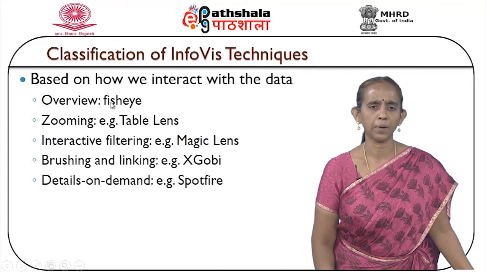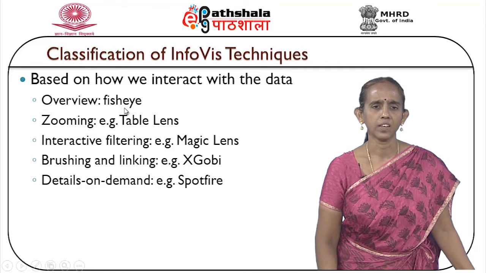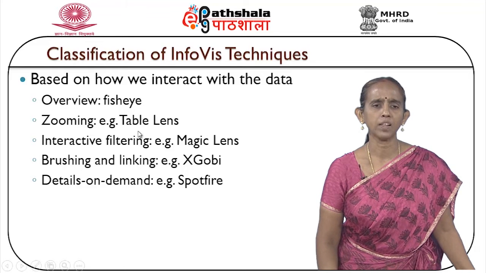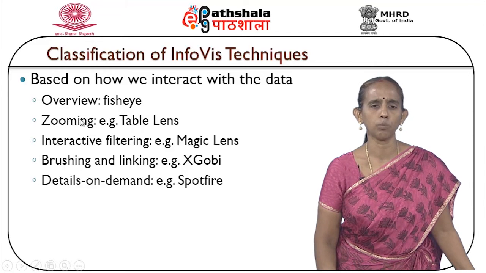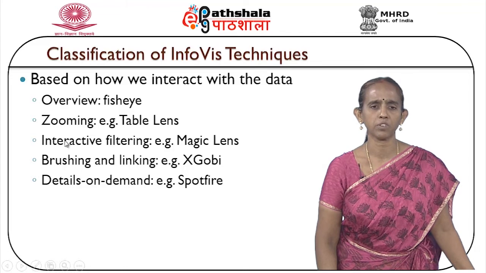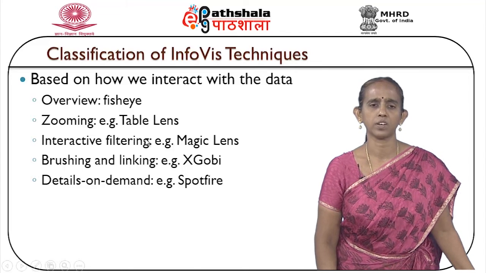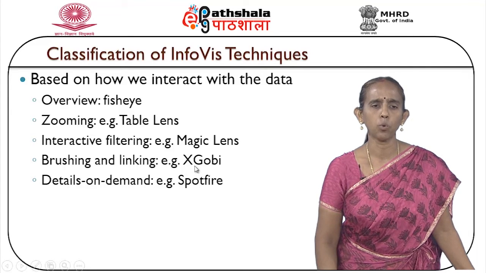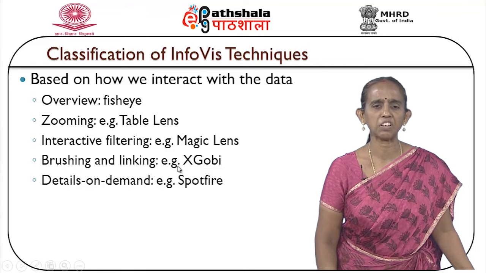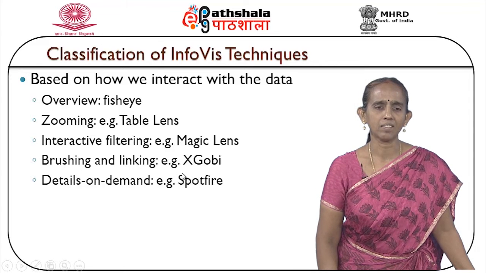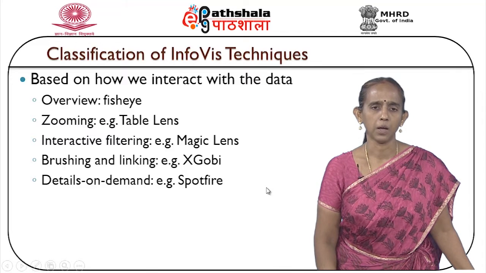So these are certain applications wherein all these kinds of interactions can be performed over the data set. In the fish-eyes view, it is possible for me to get an overview of the entire data set. Using table lens, it is possible for me to zoom in and zoom out certain objects on the screen. Using magic lenses, it is possible for me to perform certain kinds of filtering. I can filter out certain data and just look into the data set by using the magic lenses. By using the XGobi interface, it is possible for me to brush and link certain data that are available, and then it is possible for me to get details as and when I need in the Spotfire application.